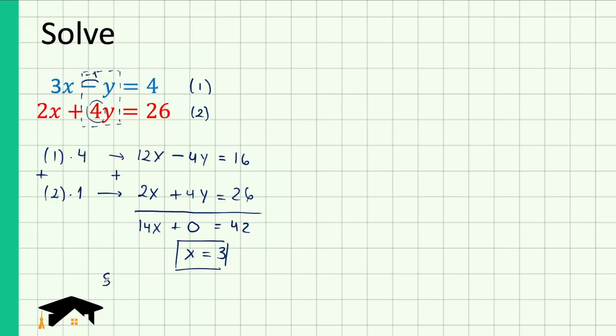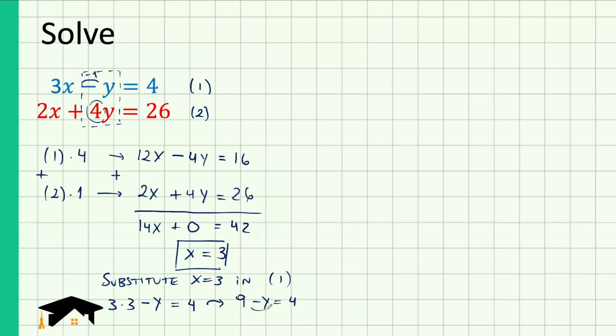Now we substitute x equals 3 in the first equation. You could do it in the second one. And we get 3x, so 3 times 3 minus y equals 4. This is 3 times 3 is 9 minus y equals 4.